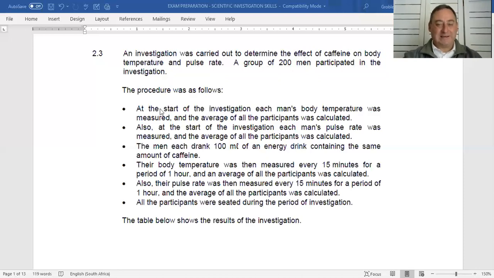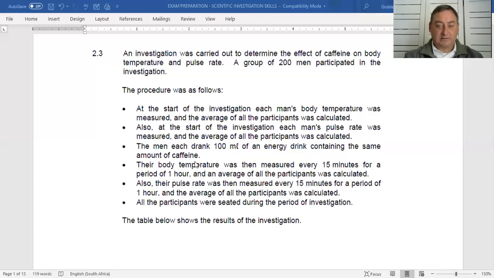Now let's see how the investigation was done. The following procedure was followed. At the start of the investigation, each man's body temperature was measured, obviously, because you want to see how it increases. And the average of all the people was then calculated afterwards. Also, at the start of the investigation, each man's pulse rate was measured.